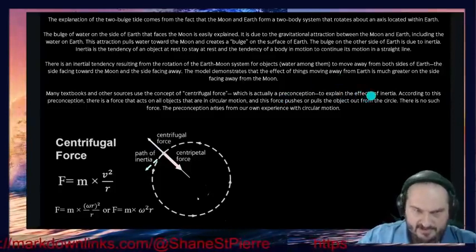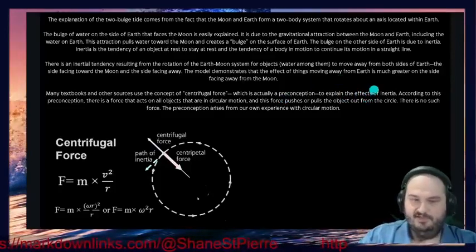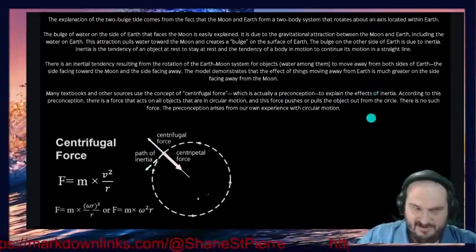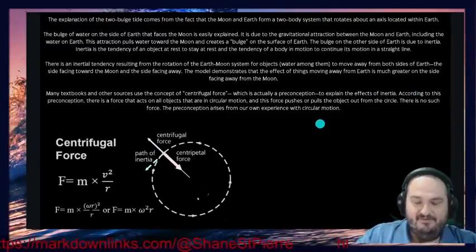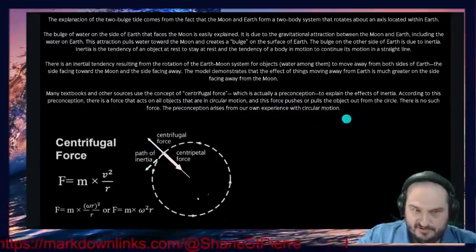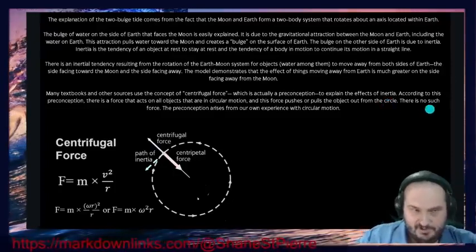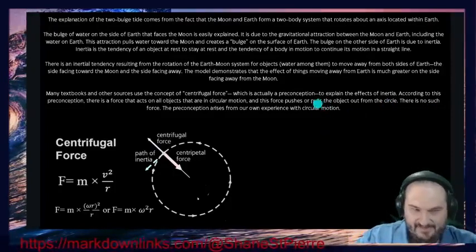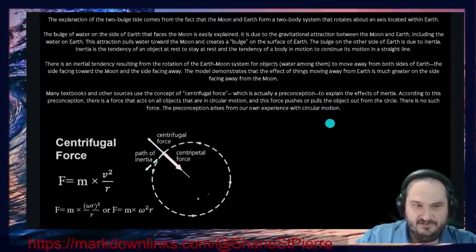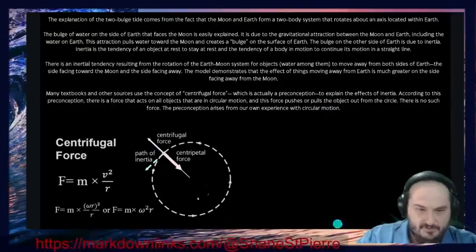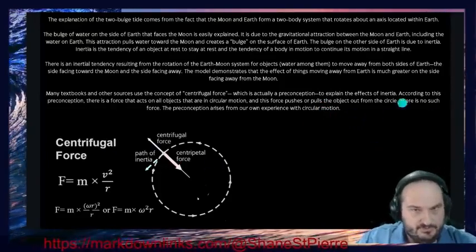So because the effect of things moving away from Earth is much greater on the side facing the moon, and that, of course, we're going over the centrifugal force is what we call it, but that explains the forces of inertia. But according to this, there is a force that acts on all objects in circular motion, and this is the actual equation that would be used.